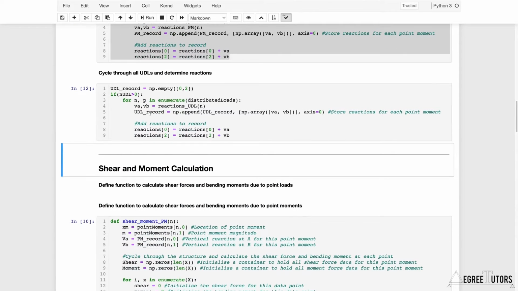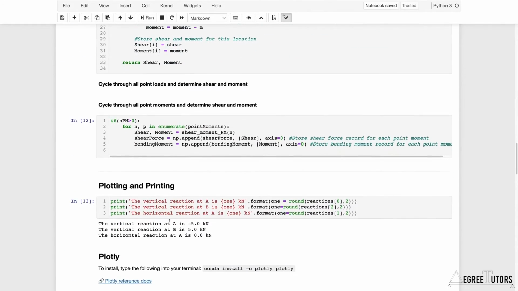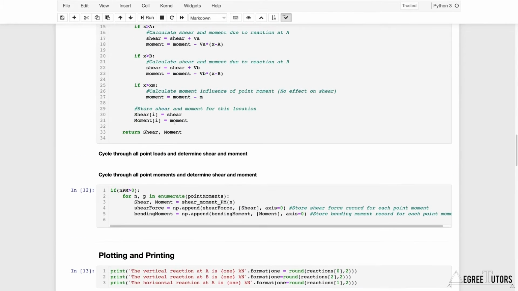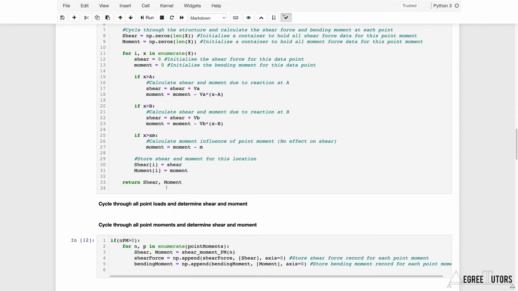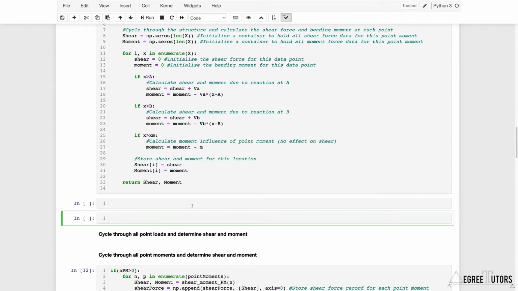Okay, excellent. So now I'm going to skip over all of this and jump down to the end and just execute this. And we've got 4.5 and 85.5, which is correct. Right, so now we can get on to the next step, which is calculating the shear and moment. Let's define the function in the usual way.